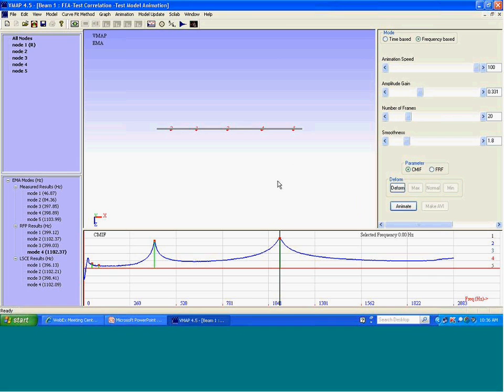One step that I have not shown here is correlation with FEA. So in this case, we don't have it. But there are examples where it is possible to look at the correlation as well.